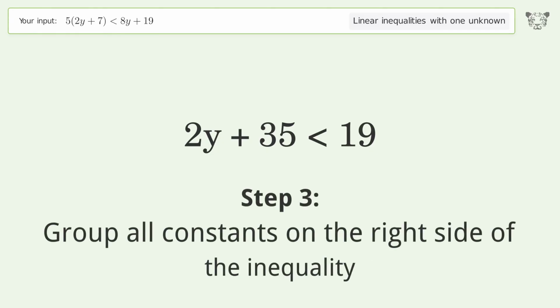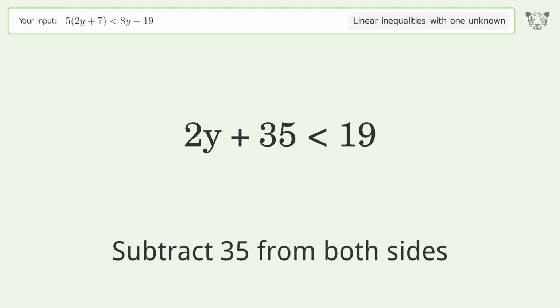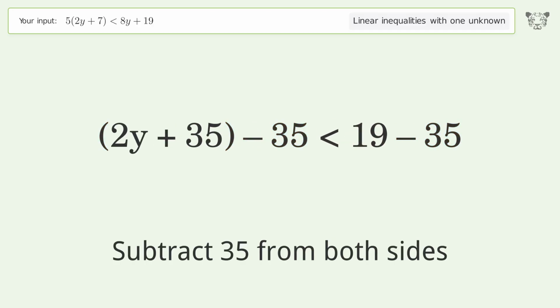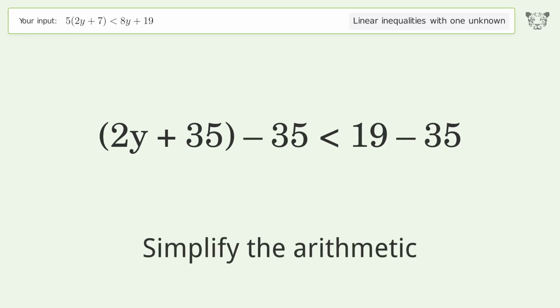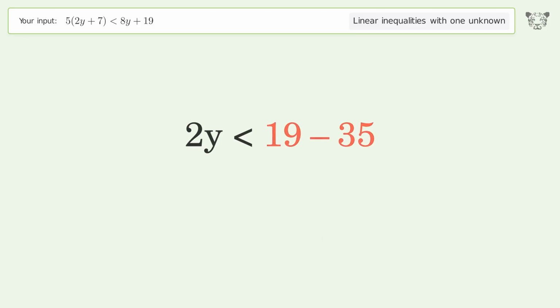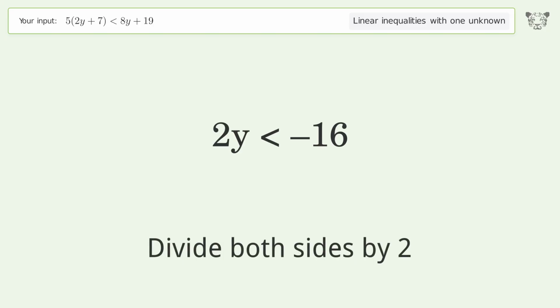Group all constants on the right side of the inequality. Subtract 35 from both sides. Simplify the arithmetic. Isolate the y. Divide both sides by 2.